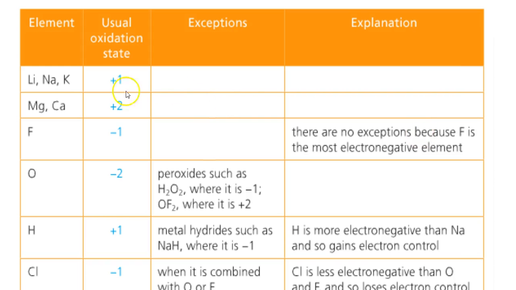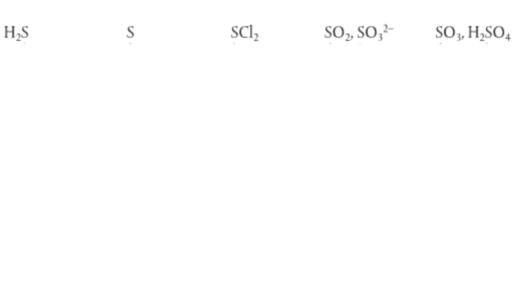Okay. So these are group 1 elements. Lithium, sodium, and potassium. So group 1 have a charge of +1, so the usual oxidation state is +1. Magnesium and calcium is group 2, so usually +2. Fluorine is usually -1. Oxygen is usually -2. There are some exceptions here. Hydrogen is usually +1, and chlorine is usually -1. Using these as the base rules, we can figure out everything else pretty much by using the rules that we just went over. So let's take a look at some examples.